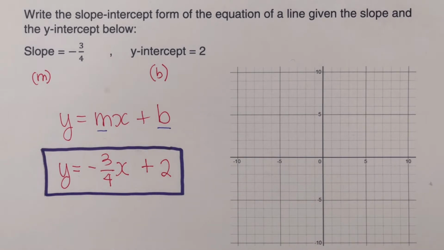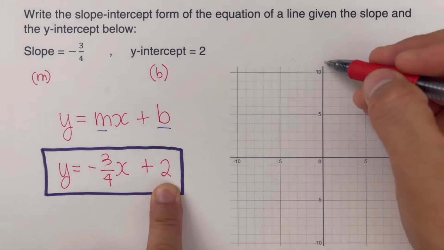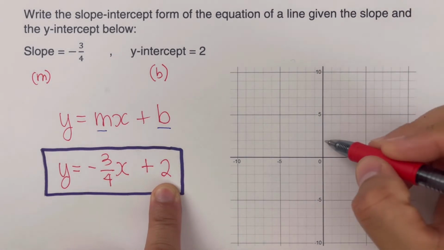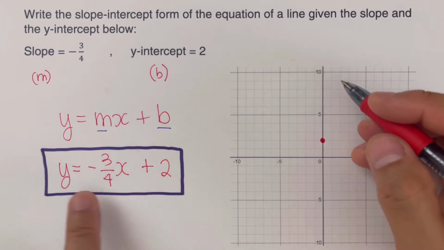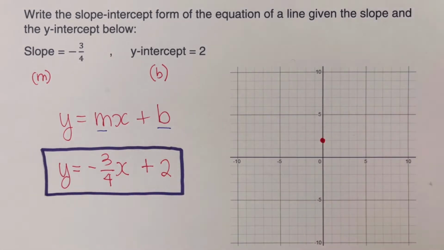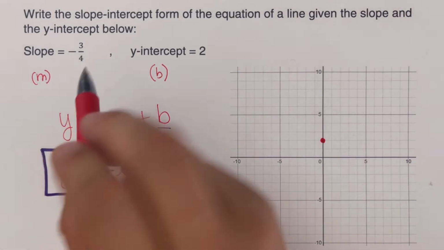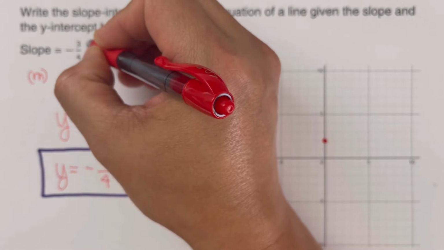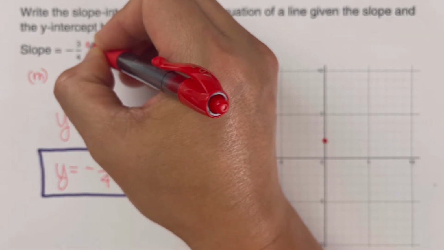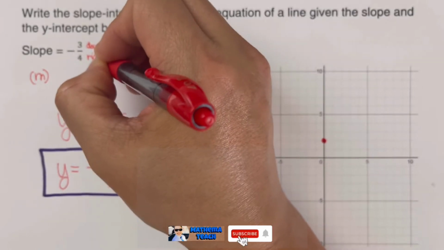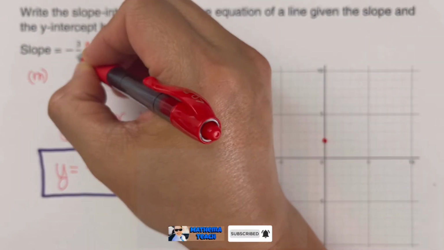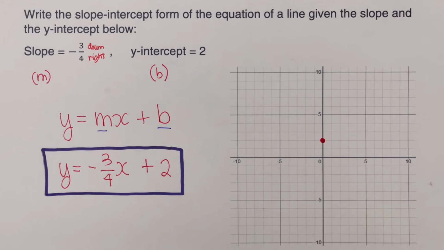In order to graph this, we start with the y-intercept. It has to sit on the y-axis, +2. So this is our y-intercept. And we have a slope of -3/4. This tells us that we go down 3 and right 4. Down because it's negative, and right because it's positive.